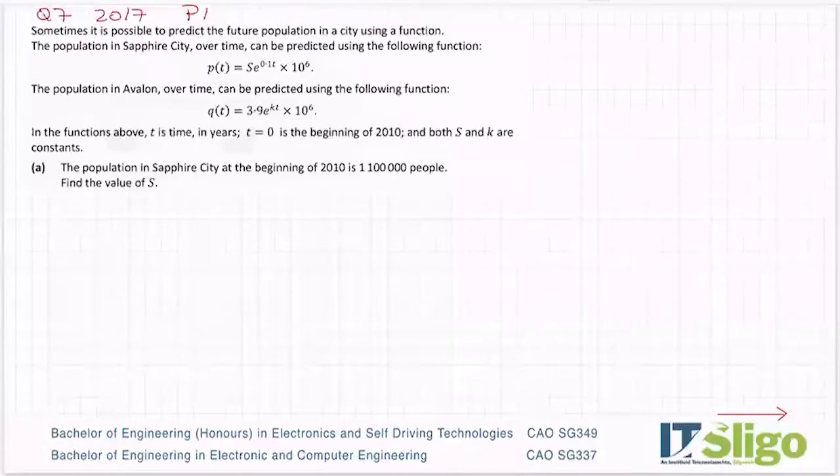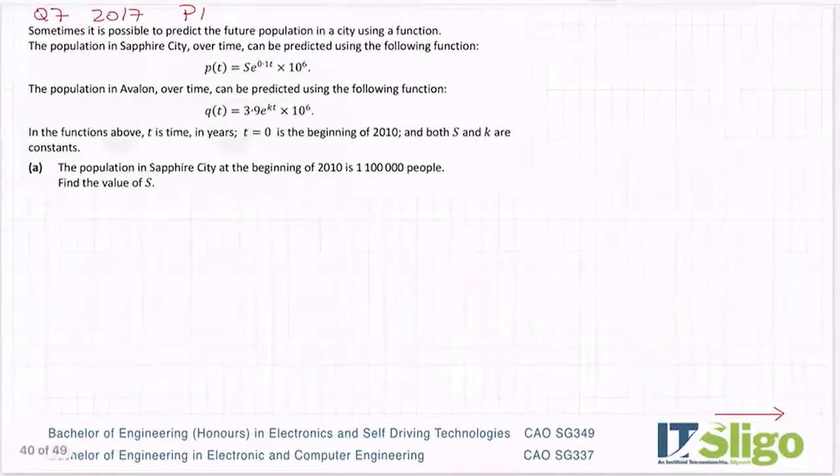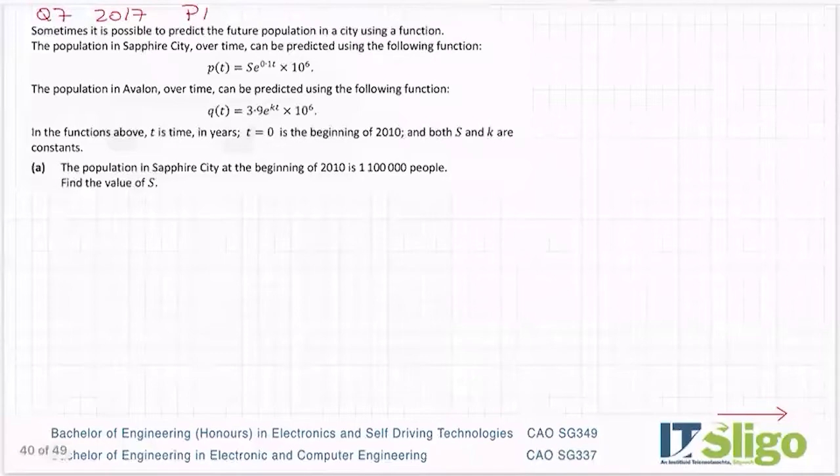All right, let's have a look at some exam questions on log. So the first one I have here is question 7 from the 2017 paper. Question 7 is one of the long questions, so there was a fair old amount of marks for this question.